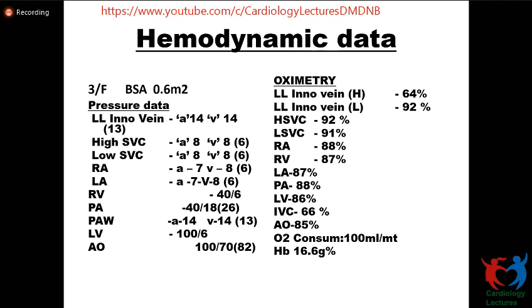Left innominate vein, high level saturation is 64%. Left innominate vein, lower level saturation is 92%. High SVC, 92% saturation. Low SVC, 91%.